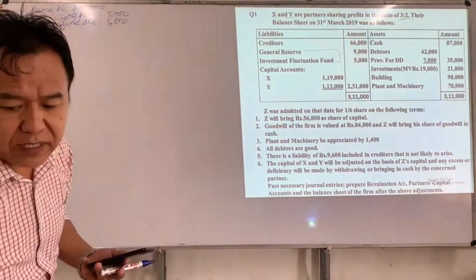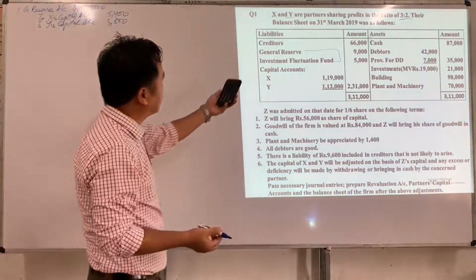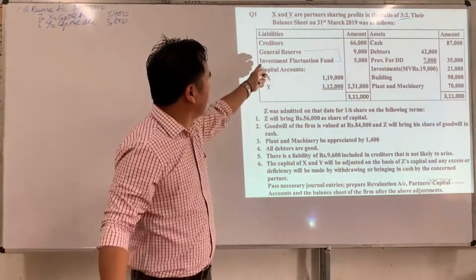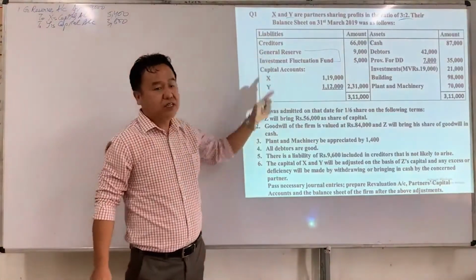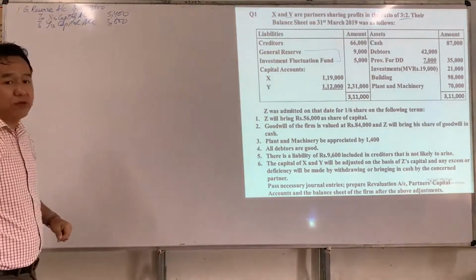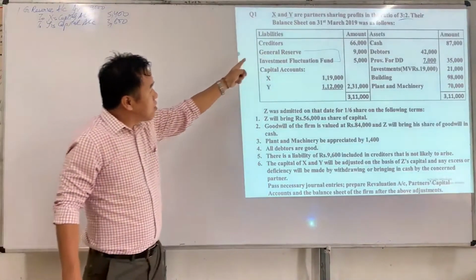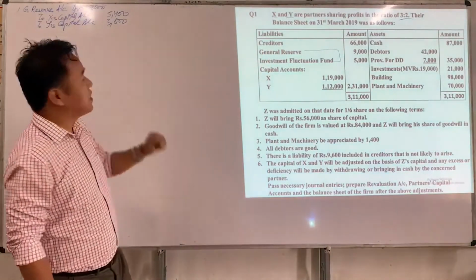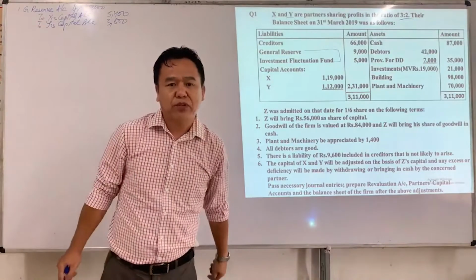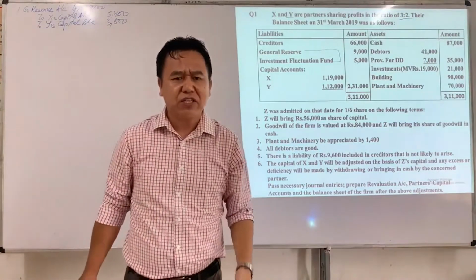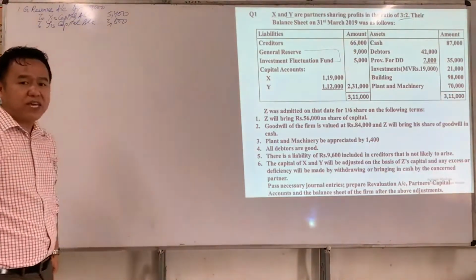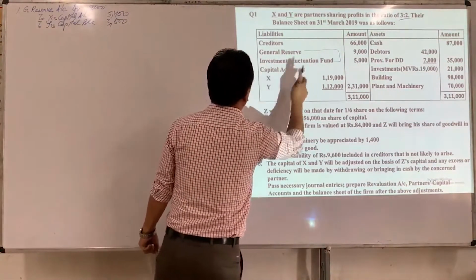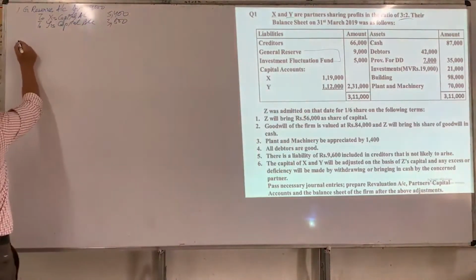So here the general reserve account is debited, since general reserve shows a credit balance. If we transfer general reserve to old partners, then it will be debited, whereas the old partners' capital accounts will be credited, because general reserve is part of profit. That profit is transferred to the capital accounts of X and Y, thereby their capital will increase. If their capital increases, X and Y capital accounts should be credited. Next, we have investment fluctuation fund.